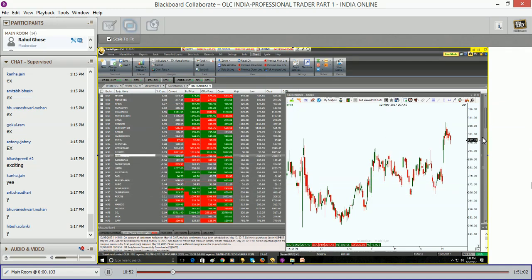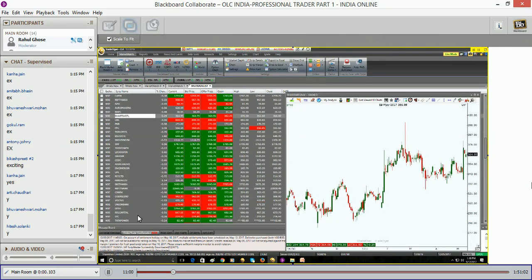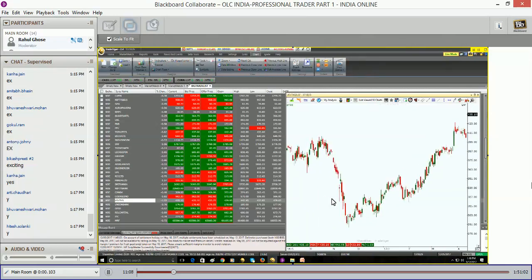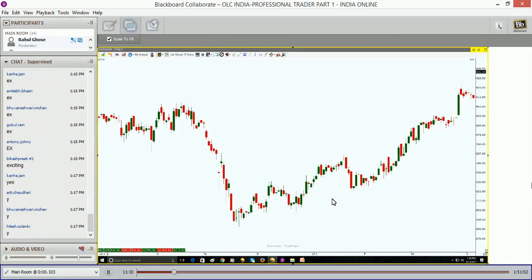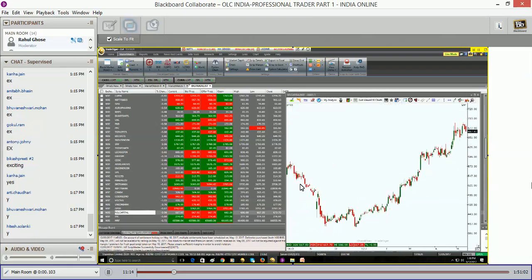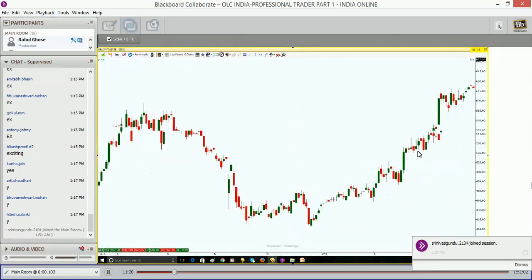Give me a minute, guys. Let me look for a good example. You have Bharti Airtel. Let's look at Reliance Capital over here, friends.